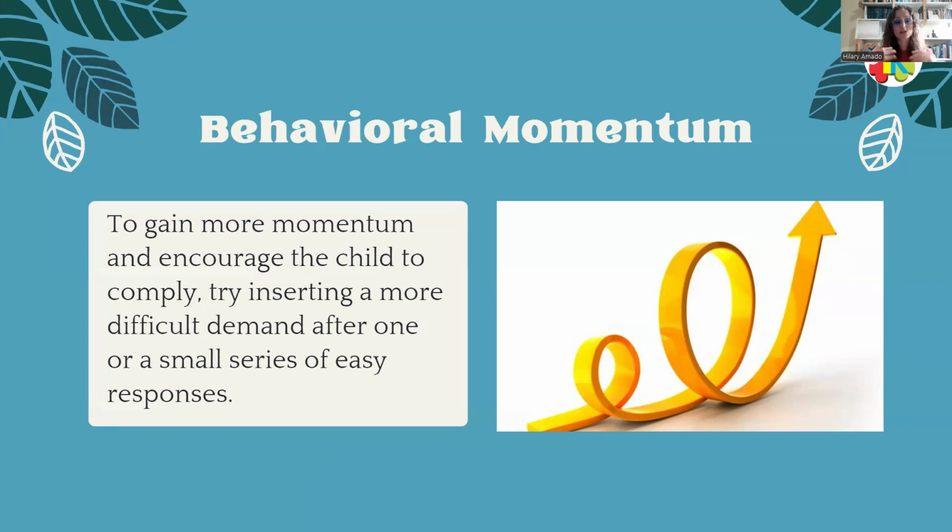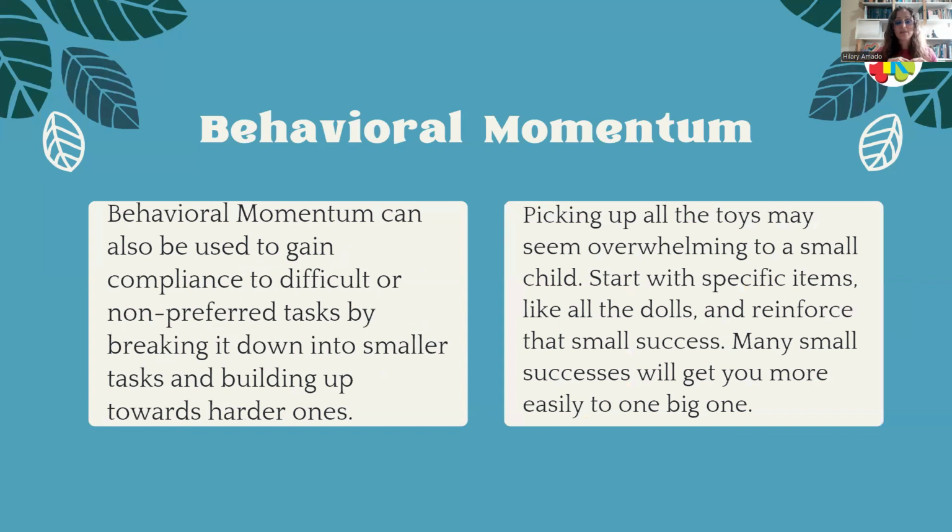So you might want to try inserting a more difficult demand after one or a small series of easy responses. Behavioral momentum can be used to gain compliance to difficult or non-preferred tasks by breaking them down into smaller tasks and building up to harder ones too. So, for example, picking up all the toys may seem overwhelming to a small child. You might want to start with specific items, start with the dolls, and reinforce that small success. When you have many small successes, this will lead more easily to one big one.